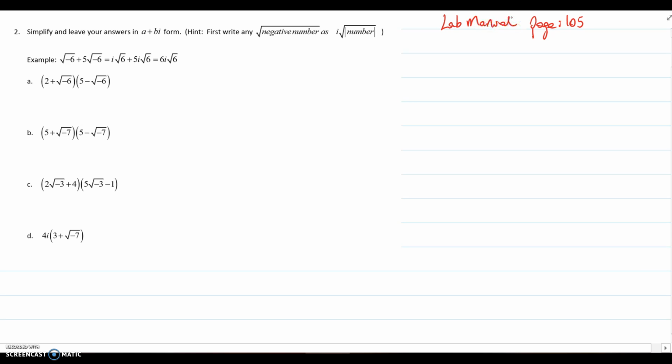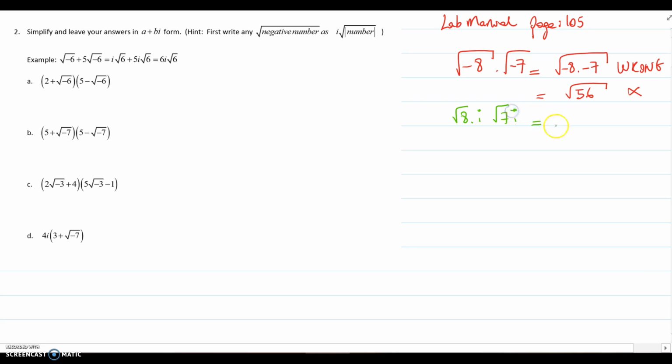All right, one thing we need to be careful with in complex operations: if we are multiplying two complex square roots, we should not be doing this. This would be wrong, because it will produce positive 56. However, we need to rewrite them like this, and then it will give us i squared times 56. So i squared is negative 1, and that will be our answer, negative 56.